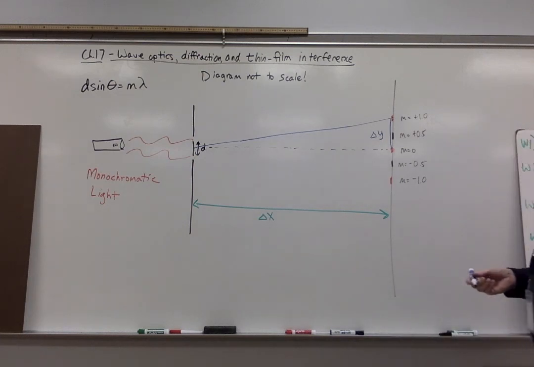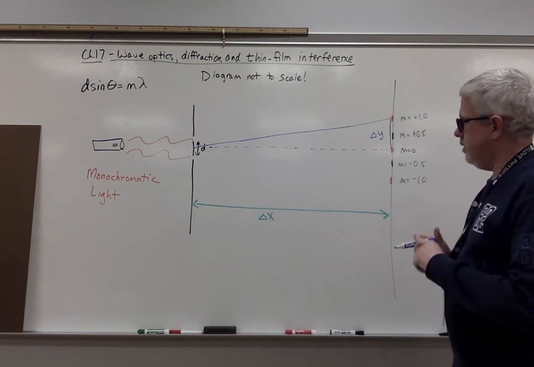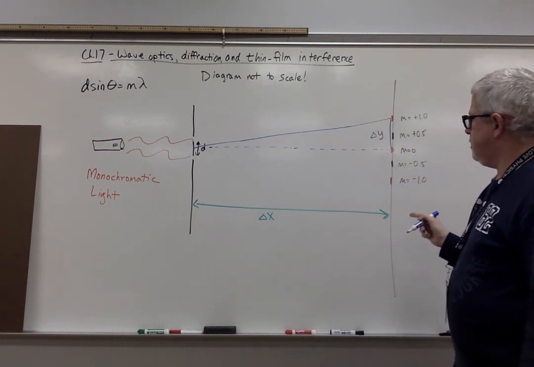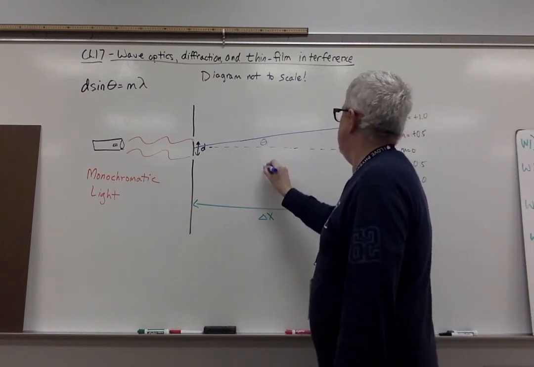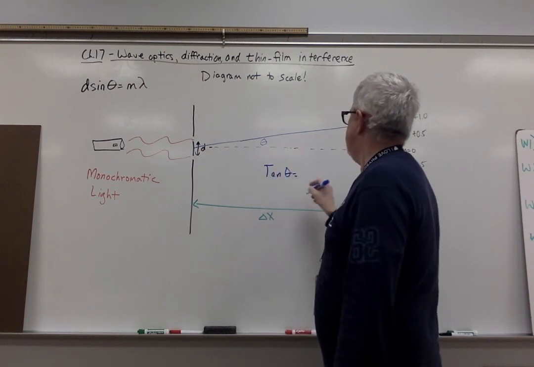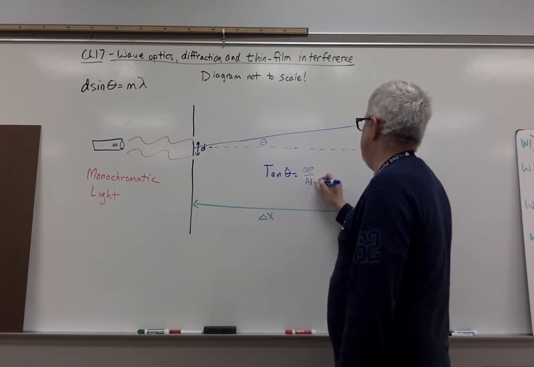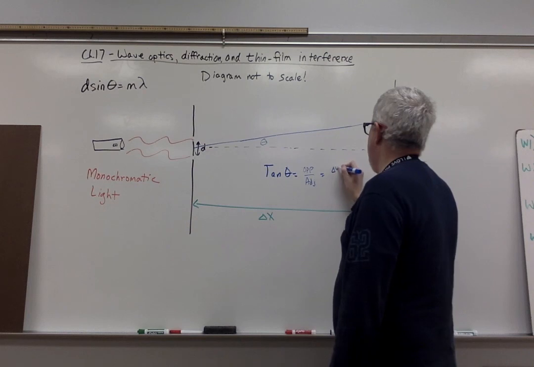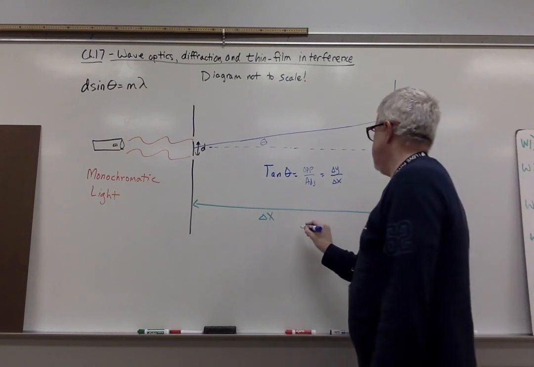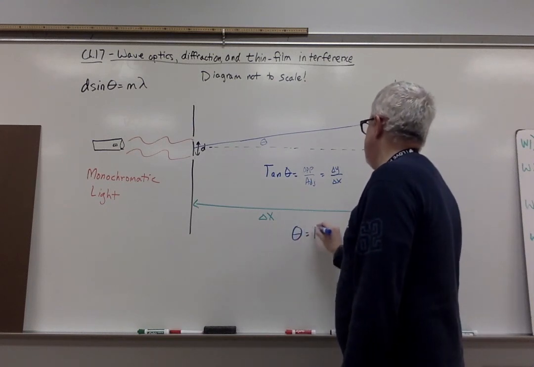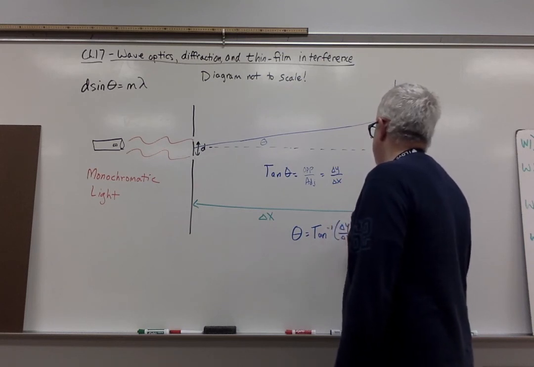Well, that can help us figure out the angle. So I can't figure it out directly using sine of an angle, but I can using tangent, because tangent of an angle is equal to opposite side over adjacent side. So that's going to equal delta y over delta x. So if I want to figure out what that angle is, then you take the inverse tangent, delta y over delta x.